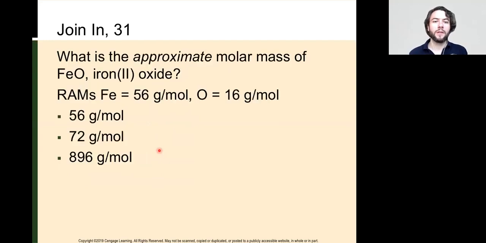Very good. So what is the approximate molar mass of iron oxide, iron 2 oxide? The 2 here means it's 2 plus, and this is its formula. So which one of these is the approximate molar mass of FeO? Is it 56? Is it 72? Is it 896? These are the relative atomic masses of iron and oxygen.